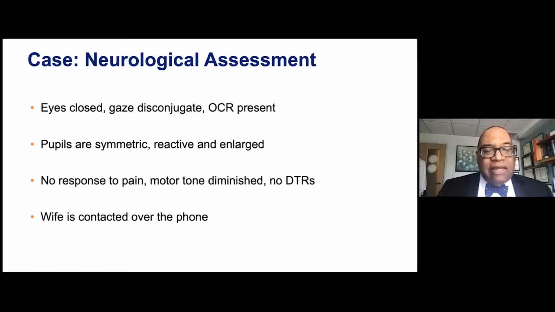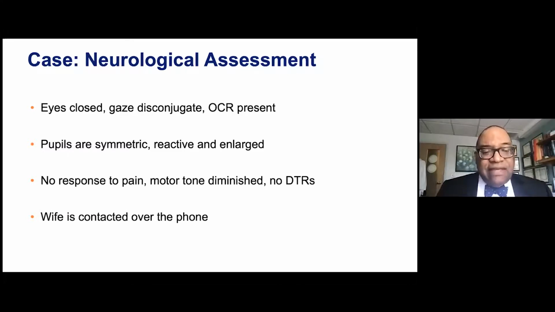With the neurological assessment, the patient has closed eyes with gaze that is disconjugate. So, okay, with the eyes that are disconjugate, we get concerned about something that is affecting the brainstem. Does this person have a lesion there that is causing this? Or does the patient have a baseline history of disconjugate gaze? We are to assume that they should have their eyes in the normal primary position.